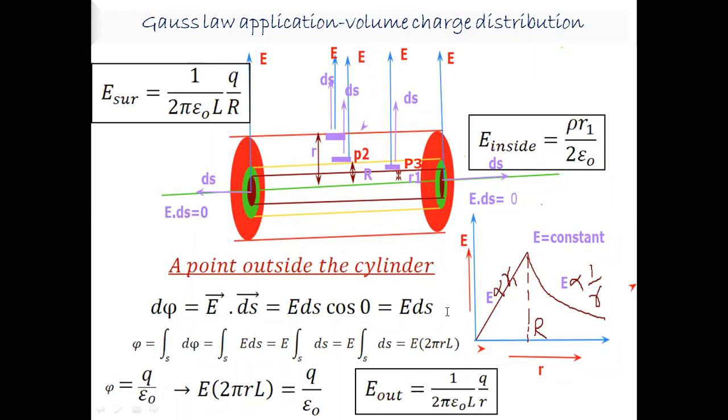Φ = integral of dΦ. Here also the same concept: the flux through the right circular end is 0, and the flux through the left circular end is 0. Only the curved surface contributes to the net flux. In all three cases, for the external point, for the point on the surface, and for the internal point, the net flux is contributed only through the curved surface. The flux through the circular regions on both the left and right sides is 0. That is what we are calculating here. Now let us go to the mathematical part.